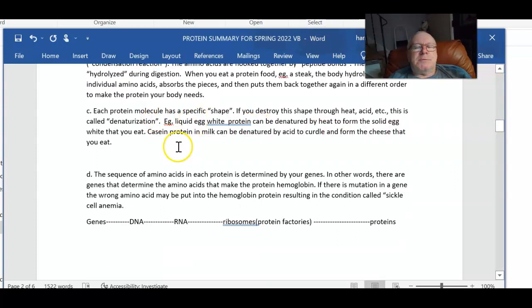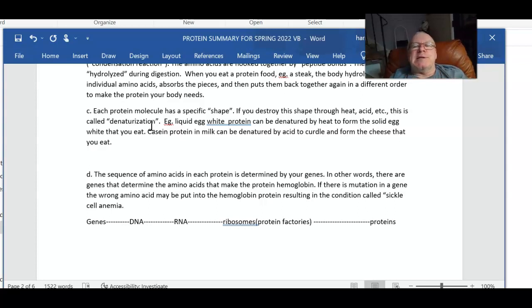Each protein molecule, which is a string of amino acids, has a certain shape to it. And if you heat it high enough, add acid to it, and there's a few other things that you can do, you essentially denature the protein molecule. This protein molecule has a very specific shape. You change that shape somehow, you denature it, and then that protein won't work the way it's supposed to. This is called denaturization. You can do it with heat, acid, some other things.